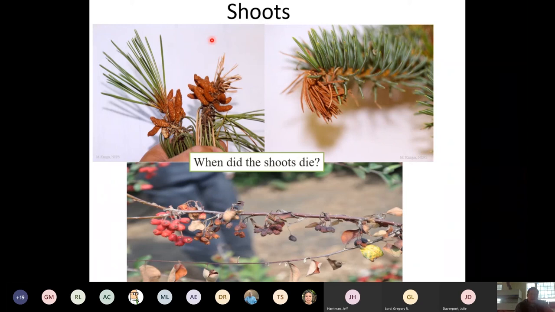This is healthy here, but this tip was blighted fairly soon after bud break. So was this tip on spruce. This was actually frost damage. This is Diplodia tip blight. So these happened very early on in the year. This was succulent new growth, really exposed to cold temperatures, and it just wilted and died.